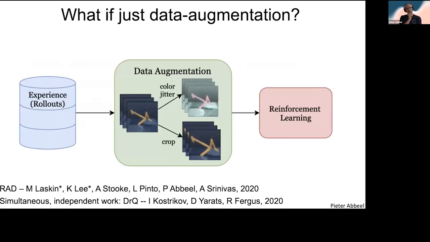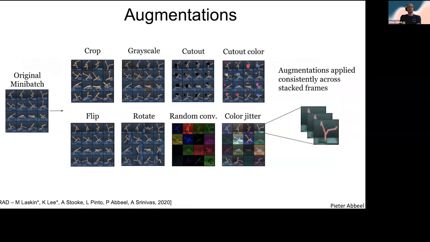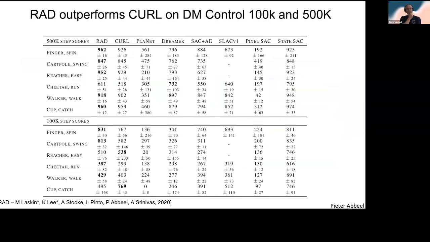And so in this work, we said, let's just do data augmentation. So we have rollouts. Then instead of just feeding the rollout images into the reinforcement learning algorithm, we do data augmentation and then feed it in. There's some parallel work to ours called DrQ out of NYU that got very similar results, by the way. And the augmentations we used were crop, grayscale, cutout, flip, rotate, random conv, color jitter. And then we consistently apply those across the stack of frames that we consider the current state, which is three or four frames. What we see is that this does really, really well and is even simpler.